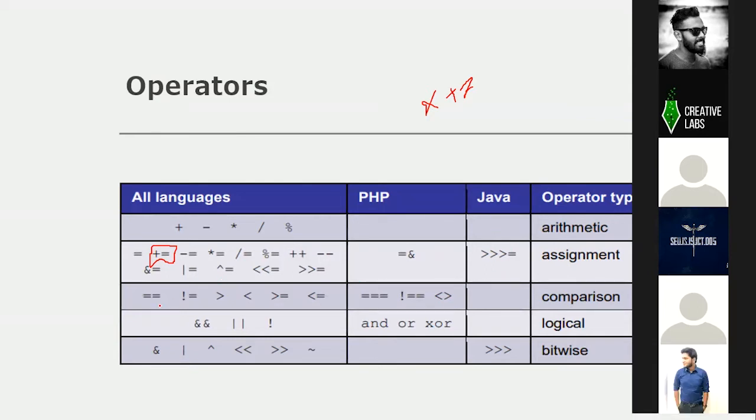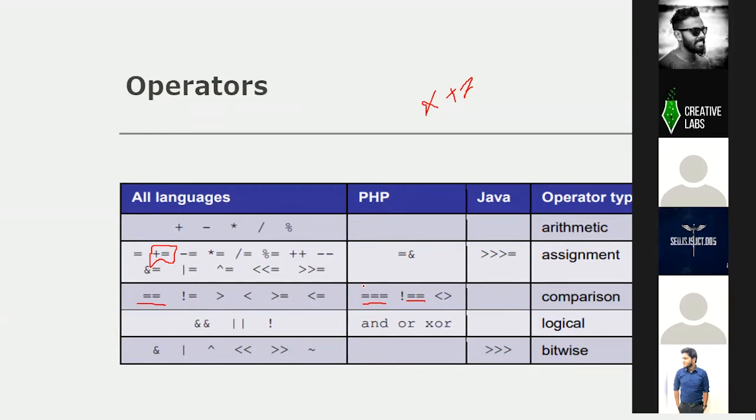So if we talk about this comparison, right? All languages support the basic comparisons like equal and not equal, greater than, less than, greater than or equal, and less than or equal, right? But PHP supports two more things. So what is this actually, and what is this actually? Any idea? So what is the difference between this double equal and the triple equal?